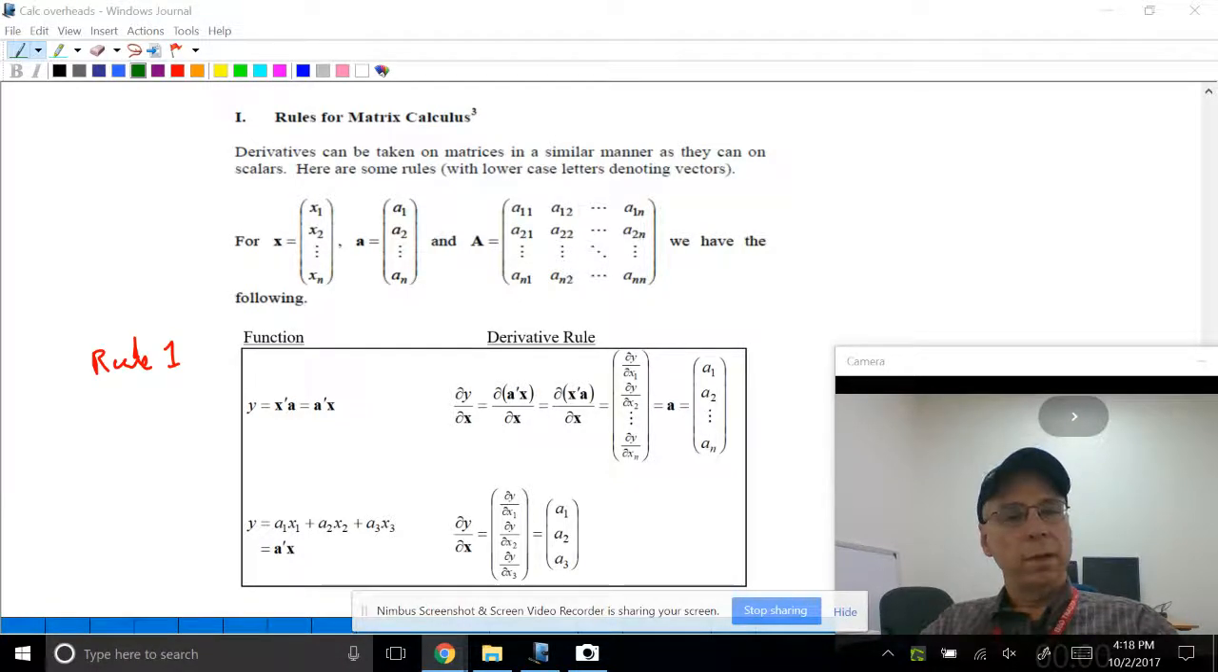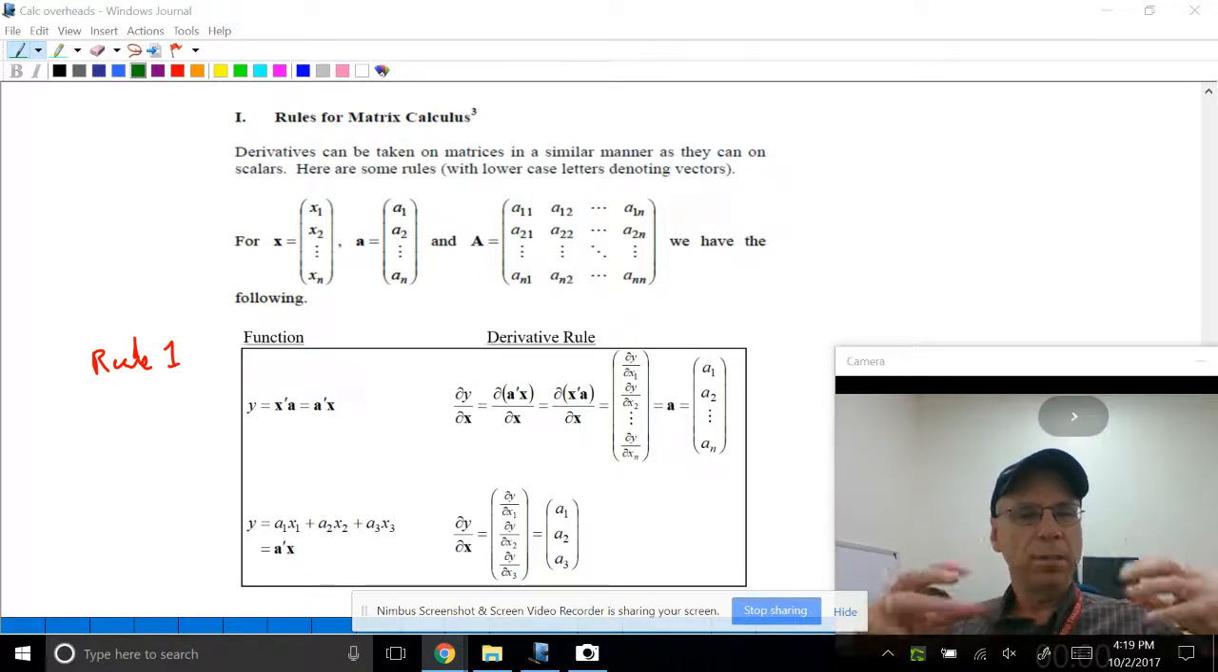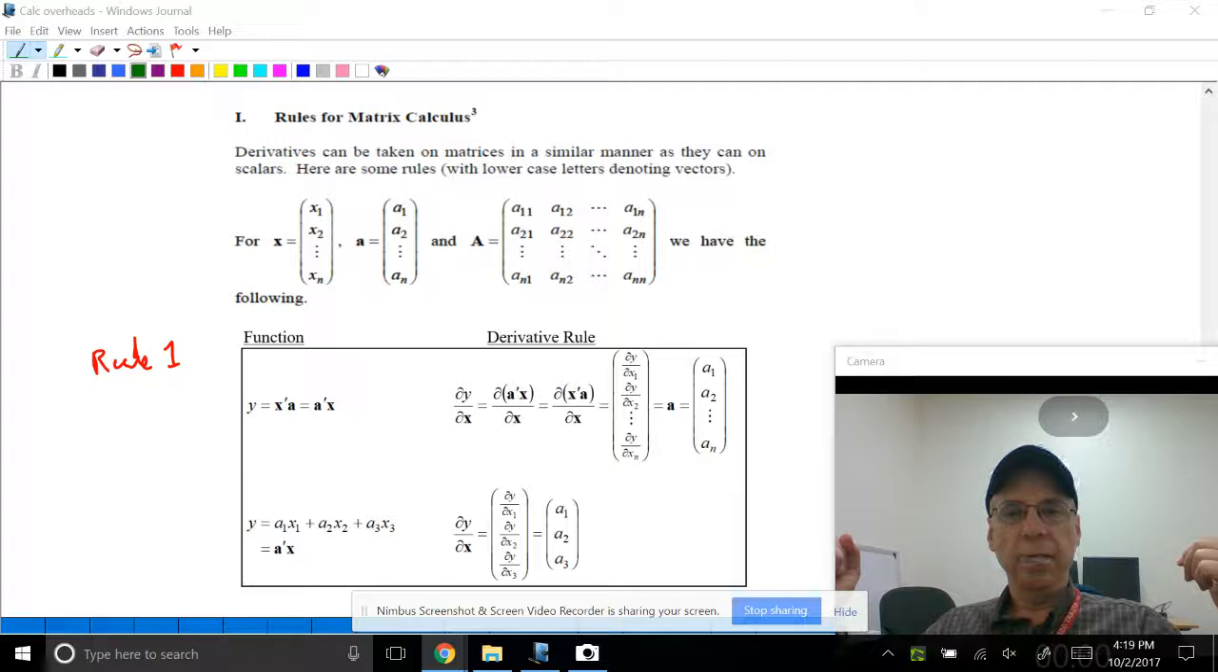We love calculus. We love matrix algebra. So let's bring calculus and matrix algebra together and see what kind of fun we can have. First of all, we're going to come up with some rules of derivatives.